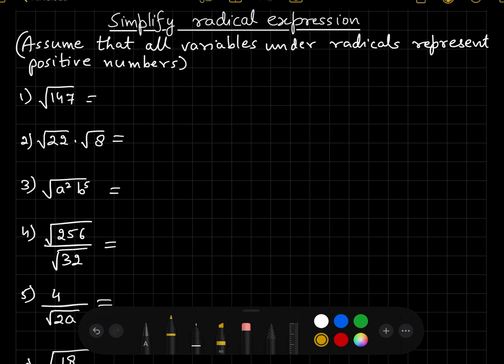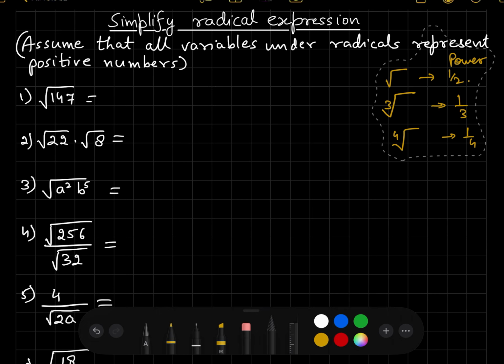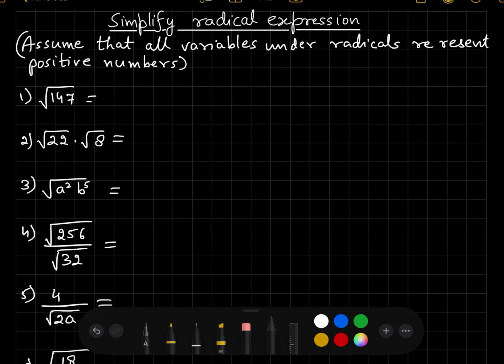This is a square root. A square root means power half. If we write 3 on this radical sign, then this becomes power 1 by 3. These are the powers. And if I write 4, this becomes power 1 by 4. This is all we have to keep in our mind. Let us remove this and start our questions.